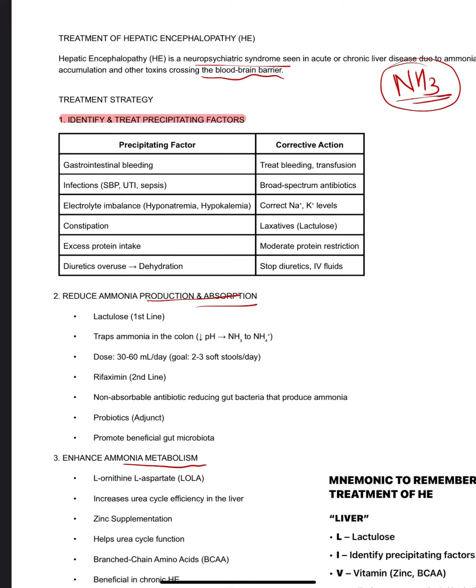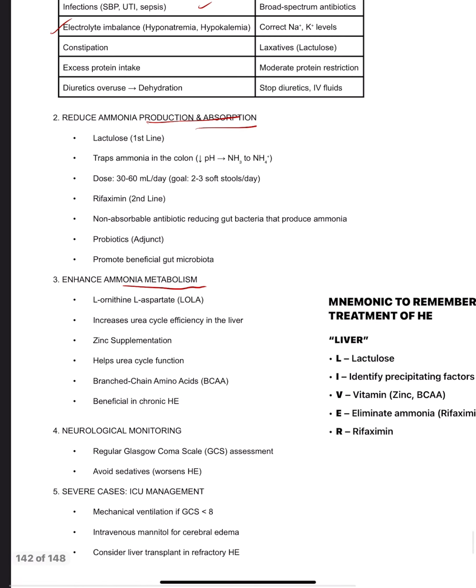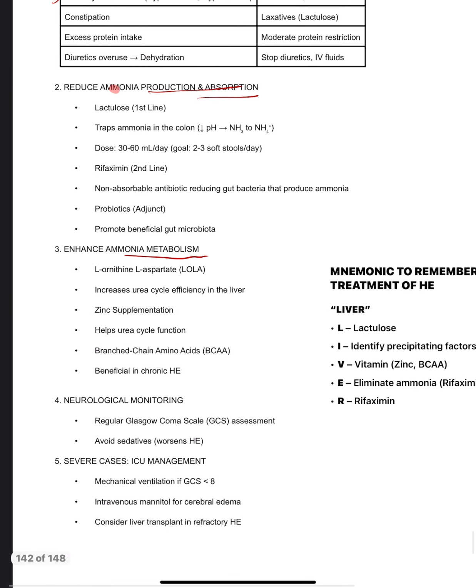That could be because of GI bleeding, where you have to treat the bleeding and transfuse. Then infections, treated with broad spectrum antibiotics, and electrolyte imbalances, correcting them. Just remember these three things, and you can write them there. Then majorly the ammonia things. To reduce ammonia production, use lactulose, rifaximin, or probiotics. Okay, these are the three things.